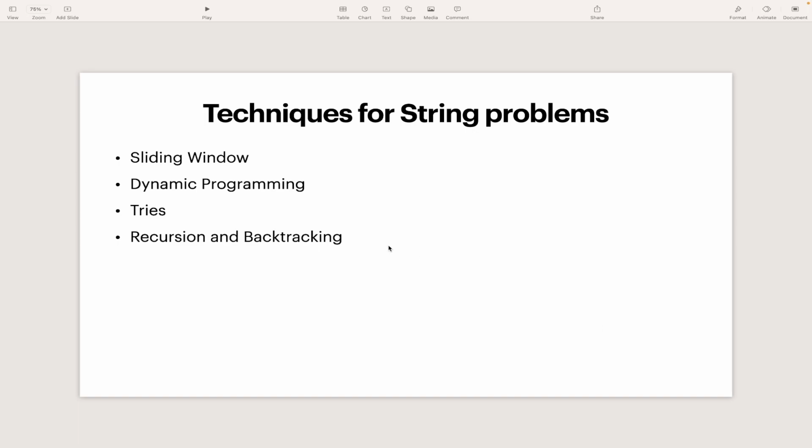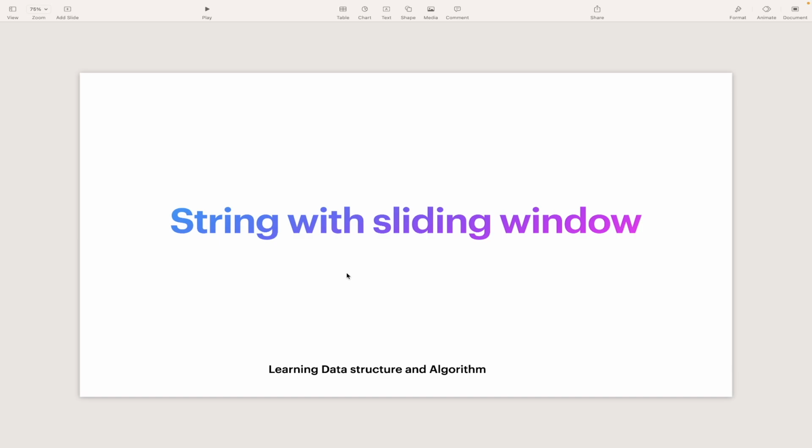The techniques are the sliding window technique, dynamic programming, tries, which are very important for solving quite complex string problems, and recursion and backtracking. We'll go through the techniques one by one, along with the related problems. Starting with the sliding window technique for string problems.